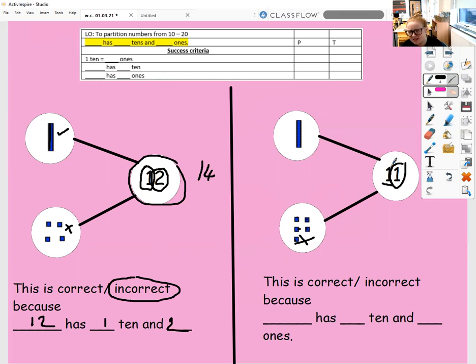Let's have a quick look at the tens. I should have 1 ten. Do I have 1 ten? Yes, I have 1 ten. But the ones is incorrect. So it's incorrect because 11 has 1 ten and 1 one. What number would this make then?